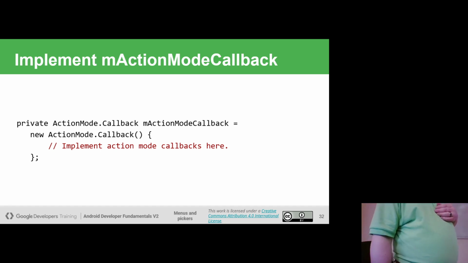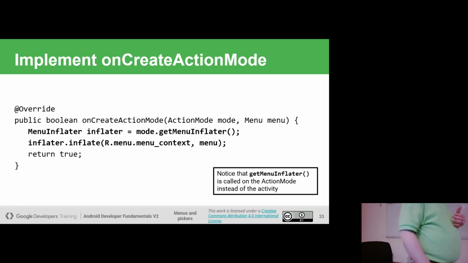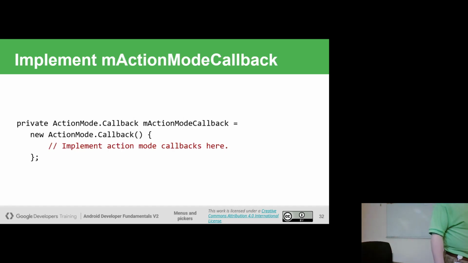Okay. So in order to implement that action mode callback, I need to implement those 4 different methods that make up the interface. So let's go through each of those in turn. And remember, all of these are going to be inside of that callback. Where we see this red comment, implement action mode callbacks here, that's where all 4 of these methods will live, okay?